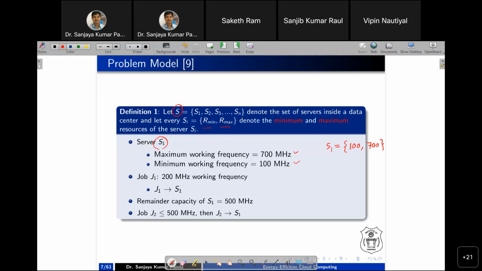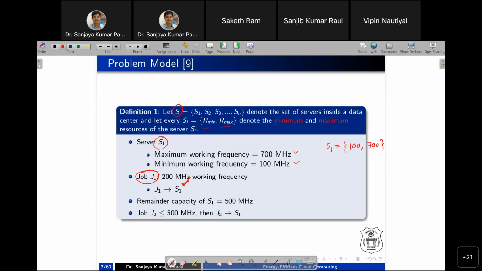We can execute a particular work in the server. Let that work be job J1. In order to execute job J1, it has some requirement. Let's say the requirement of job J1 is 200 megahertz. You have a range of 100 to 700, but job one requires 200 megahertz working frequency, so server one is capable of doing that. So we have successfully assigned job one to S1, because the requirement of job one is fulfilled by server S1. Now, what is the remaining capacity?